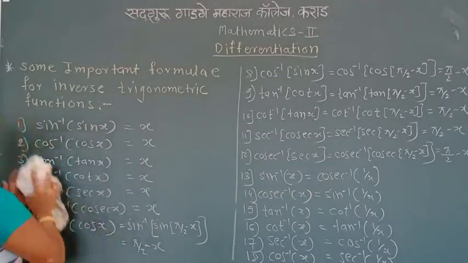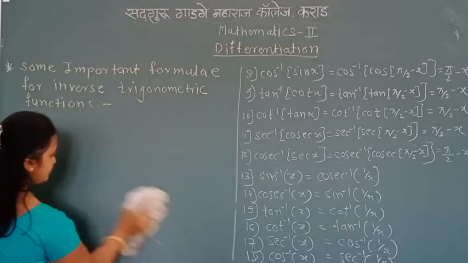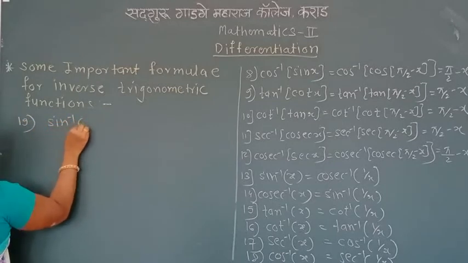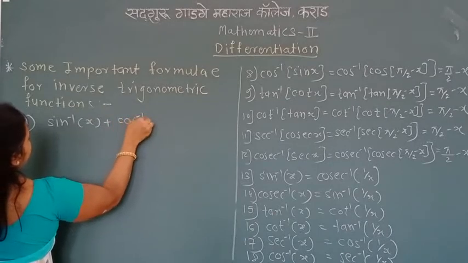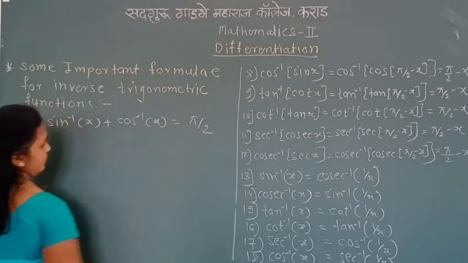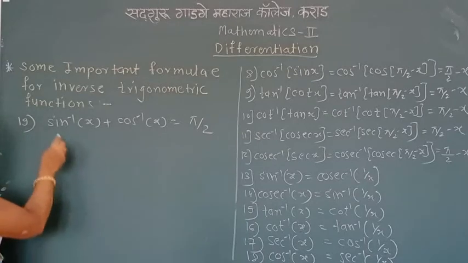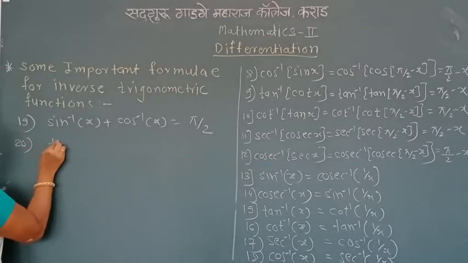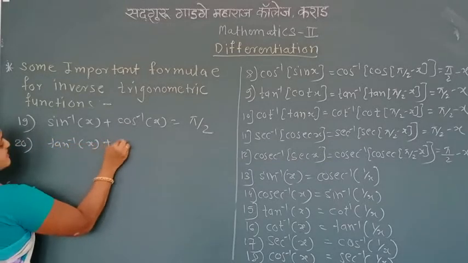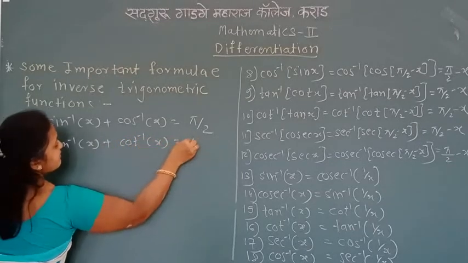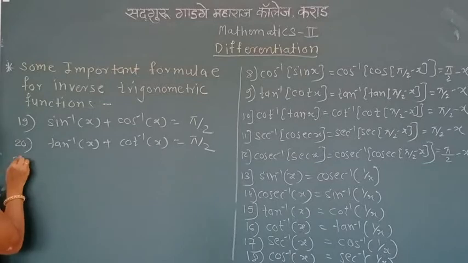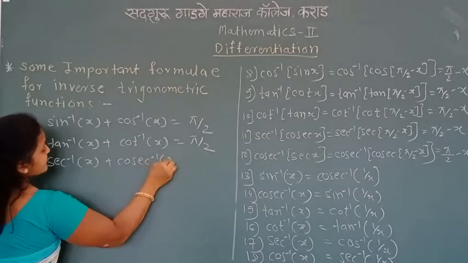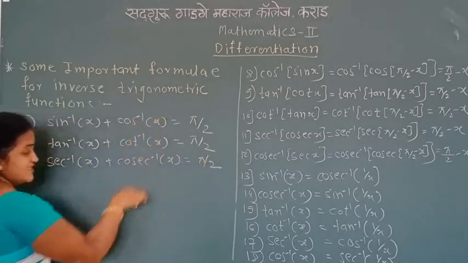One more formula. Now write down next, which is 19: sine inverse of x plus cos inverse of x will be pi by 2. This is the standard identity formula. Sine inverse of x plus cos inverse of x is equal to pi by 2. 20: tan inverse of x plus cot inverse of x is equal to pi by 2. Similarly, 21: sec inverse of x plus cosec inverse of x is equal to pi by 2. So this is the identity formula.